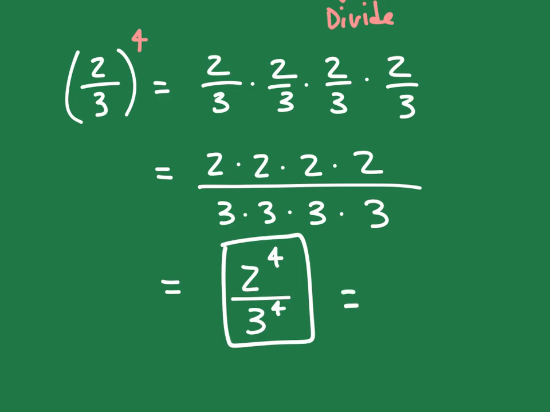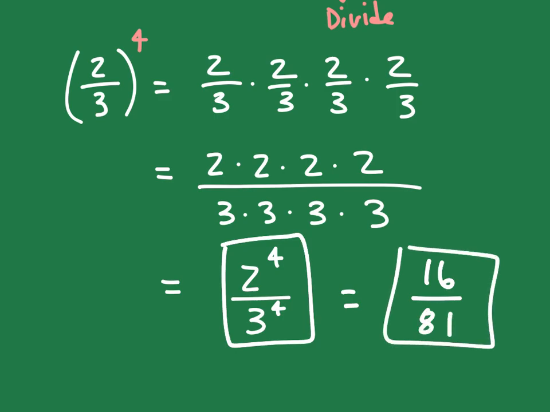Now you can evaluate that. 2 to the 4th gives you 16, 3 to the 4th gives you 81. But what you should notice here is that to go from this step to here, you simply just have to raise both your numerator and your denominator to the same power. So let's try this with some variables.